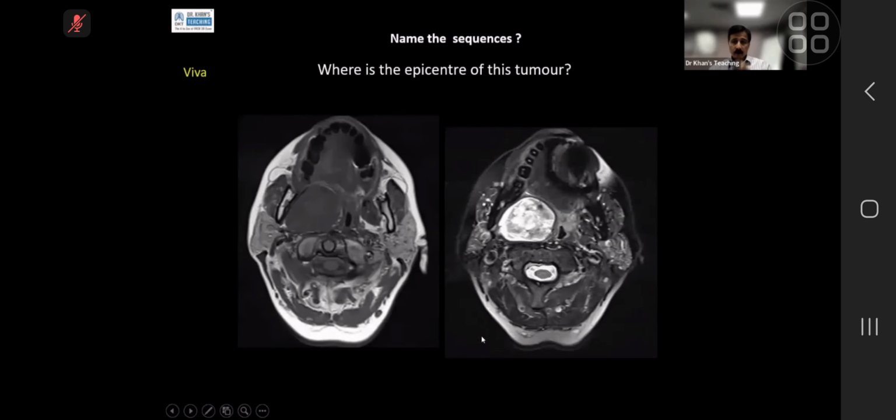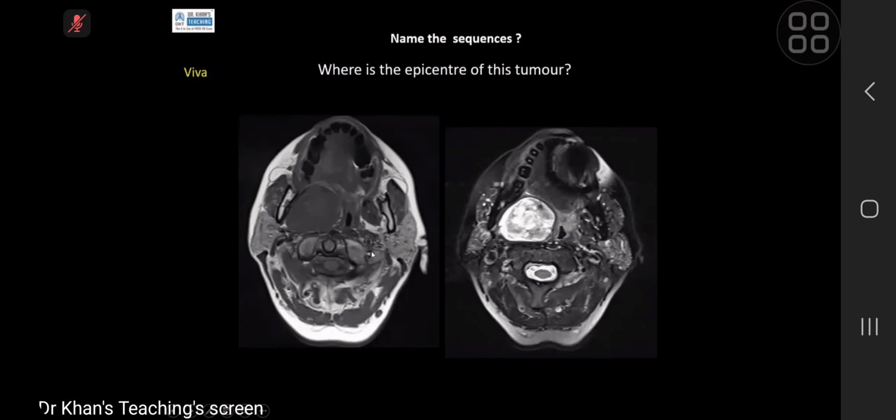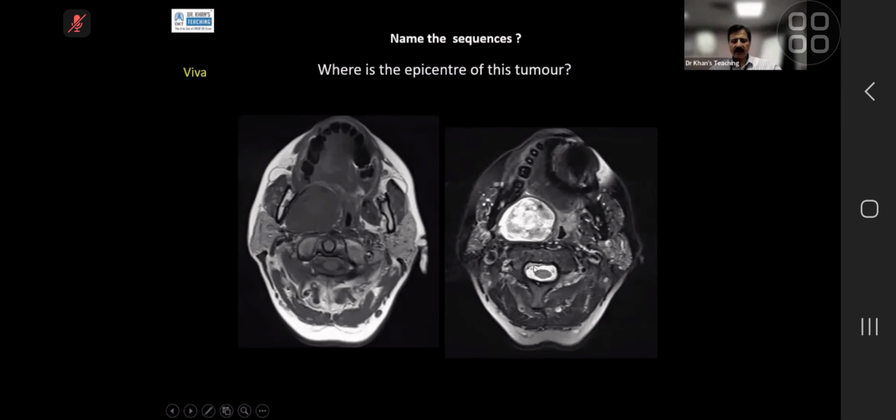So, candidate 1, are you with me? Yes, Dr. Khan. Okay. Can you tell me what sequence is this? This is axial T1 and T2. I think the T2 is fat-sat. Yeah, right. So in head and neck, we do STIR actually.